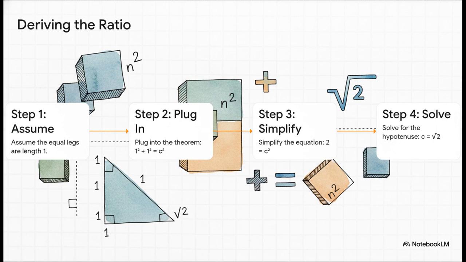To figure out the relationship between the sides, let's just say the two equal legs are each 1 unit long. Easy enough, right? Now we plug that into our theorem. 1 squared plus 1 squared equals c squared. That simplifies down to 2 equals c squared. You take the square root of both sides and boom, the hypotenuse is the square root of 2.